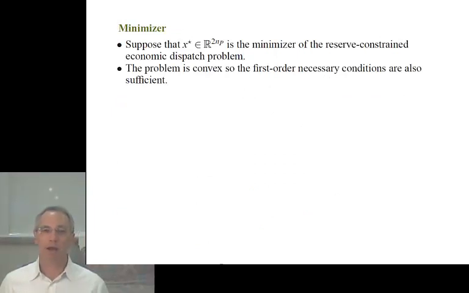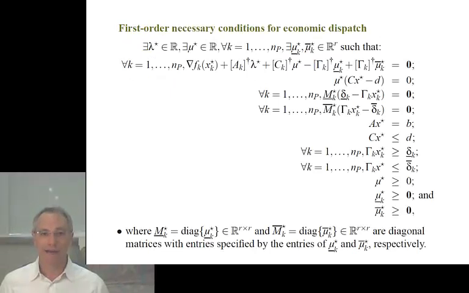So let's suppose we find a minimizer X star of the reserve constraint economic dispatch problem. This problem is convex, so the first order necessary conditions are also sufficient. So we can write down the first order necessary conditions. We've seen this general type of situation before. We've got the first set of lines of the first order necessary conditions. Remember, they always have terms with the gradient of F. There's a term involving the equality constraint matrix multiplied in the Lagrange multiplier, then terms involving the inequality constraint matrices.